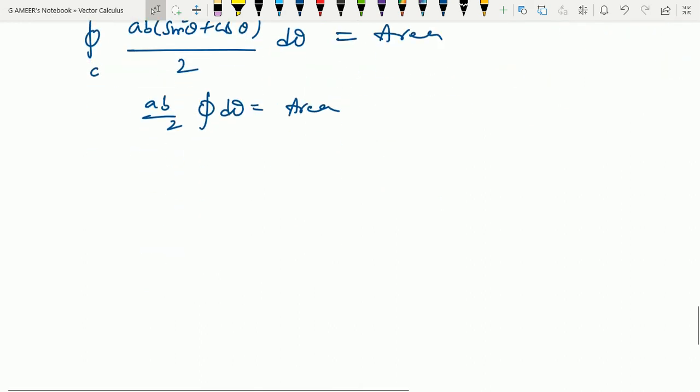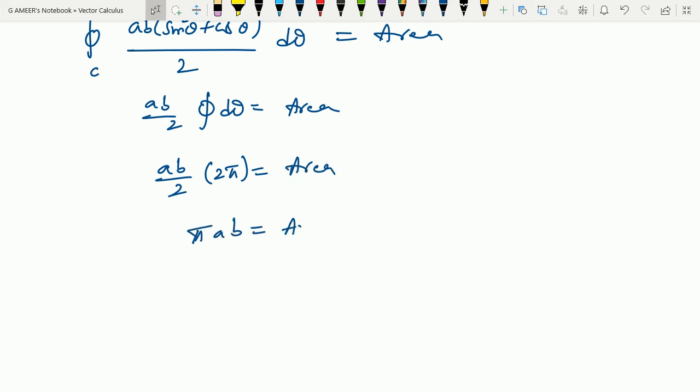For the entire circle, the total angle will be 360 degrees, that will be equal to the area. So 2 cancels, pi AB will be the area, that is a very well known thing to everyone. What is the area of the ellipse? Pi AB. Okay, so fine.